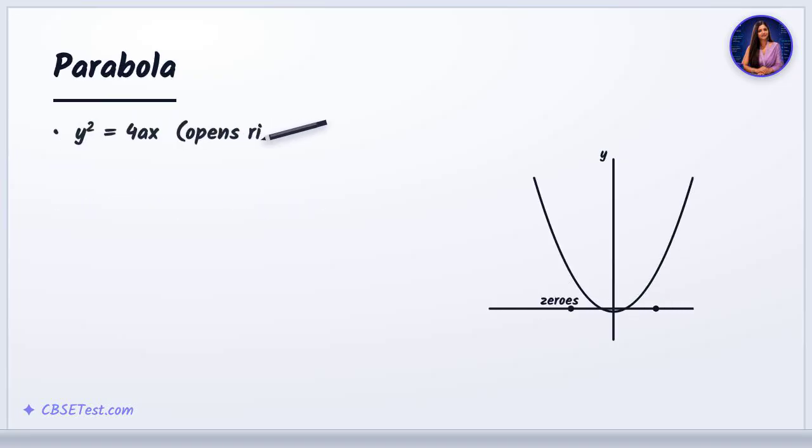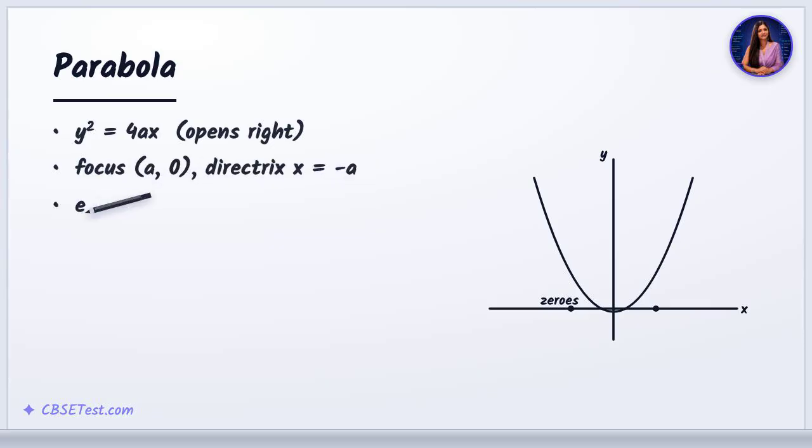A parabola is the set of points equidistant from a fixed focus and a fixed line, the directrix. A standard one is y squared equals 4ax, with focus at (a, 0).